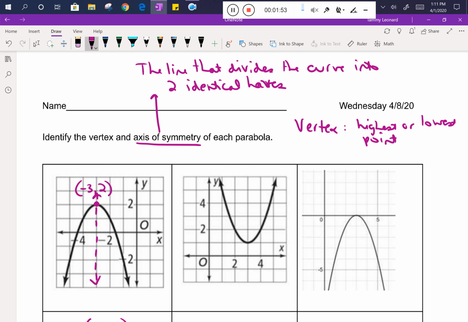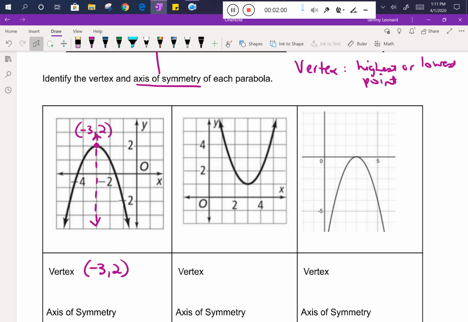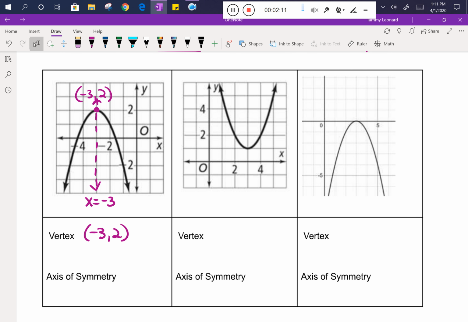Now we know that what all points on a vertical line have in common is their x value. The x value is always the same. And conveniently, it's always the same as the x value of the vertex. So the equation for this vertical line is x equals -3. So when it's asking us to identify the axis of symmetry, we just say that it's the line x equals -3. If you think you've already got the idea, try the problem for the middle graph.